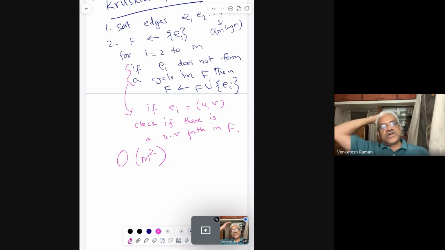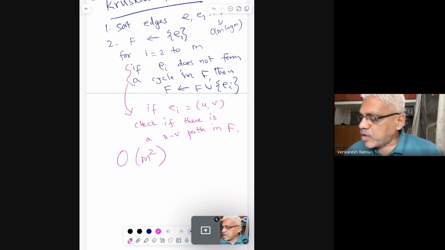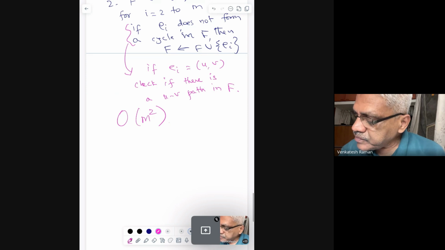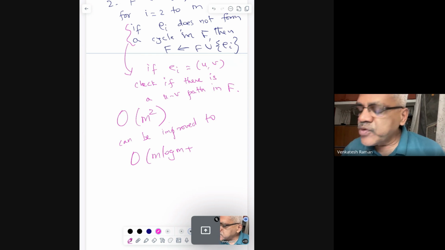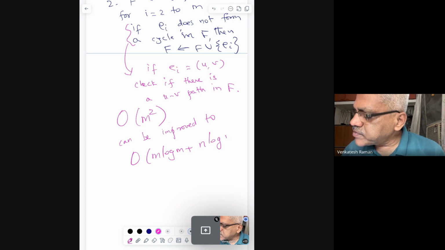Now you use the data structure's complexity, whatever it is. I think you can do it in m log n. Actually, m log m for the first step. Second step, you will do only n unions. So I think it's something like n log n.